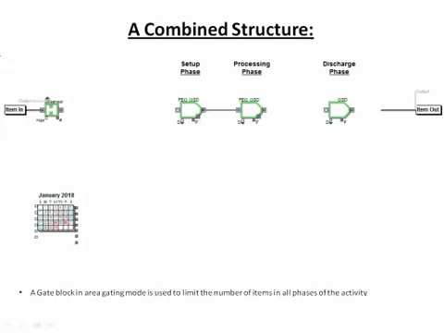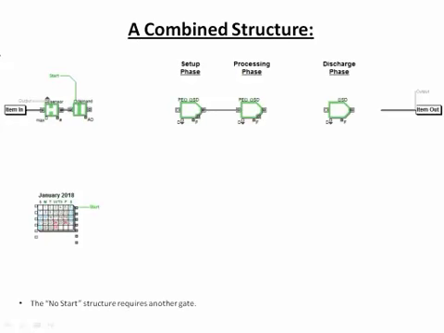Because we have our no start options, and our processes are always limited to having one item in process at a time through all the various phases, we surround the entire phase structure with a gate block to limit the number of items that can be in process.